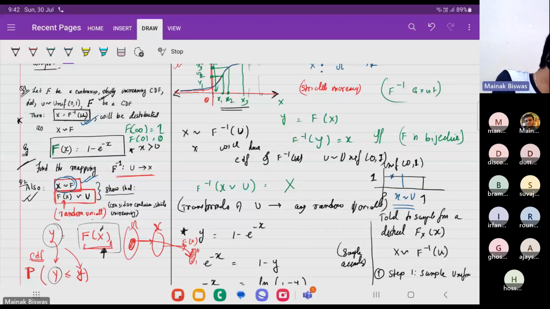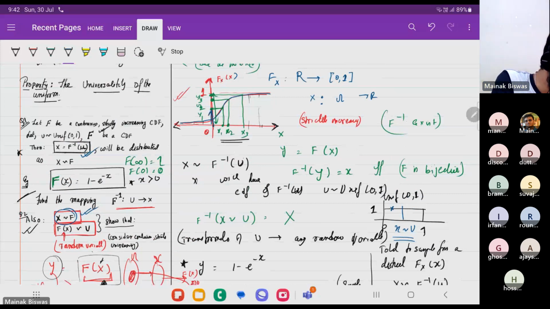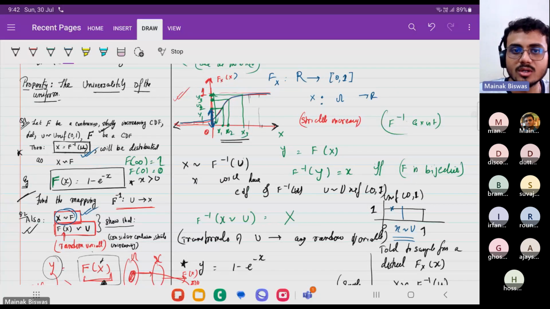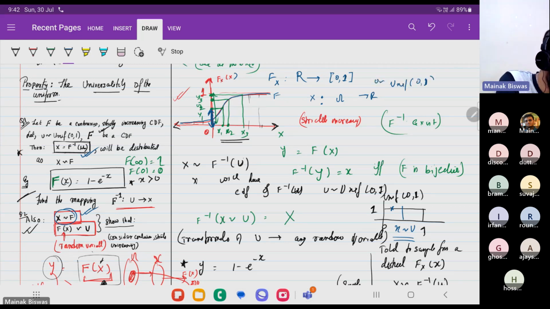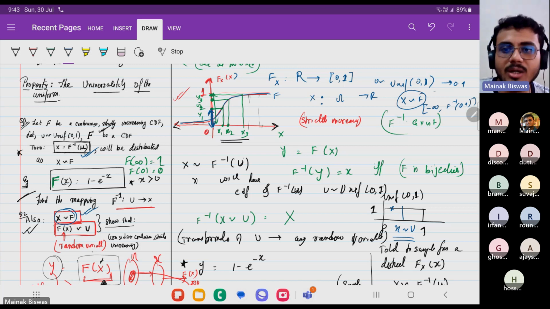Okay, still not clear. So if you sample a number between 0 and 1, say 0.4, then F inverse of 0.4 will give me some value, yes or no? Yes. F inverse of 0.4 will give me some value according to this F, the cumulative distribution. Exactly. So if you sample from uniform 0, 1 and you get 0.4, then x, if it is distributed as F, will be sampled from minus infinity to F inverse of 0.4.